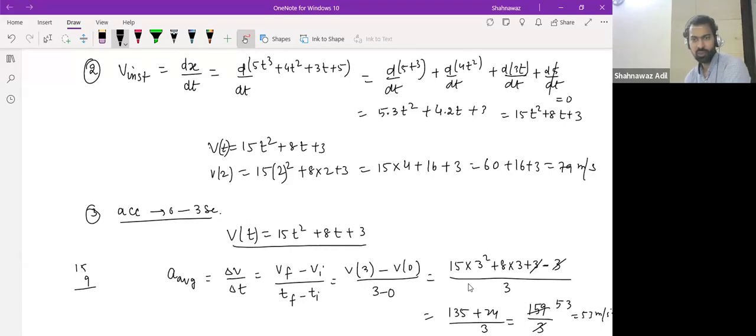Okay, so you guys quickly note up to this point, and then we'll calculate the instantaneous acceleration. Whenever you have completed, please tell me so that we can go ahead.